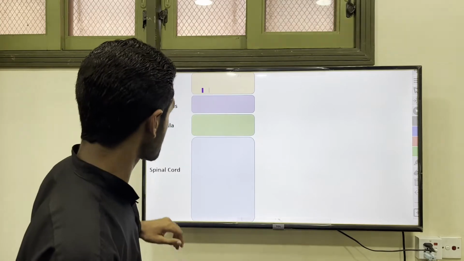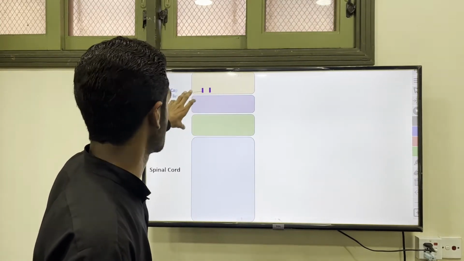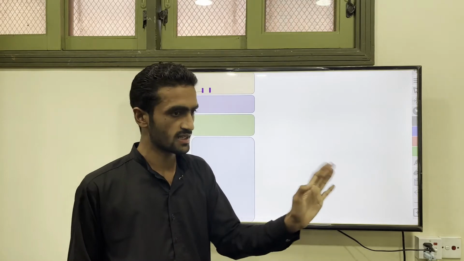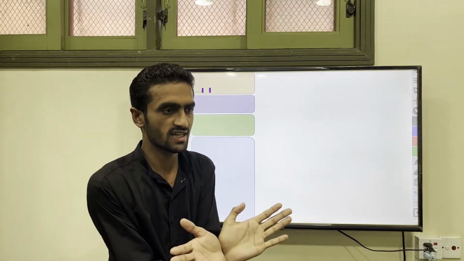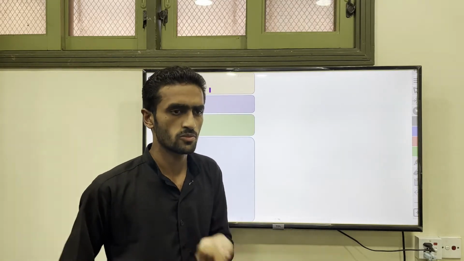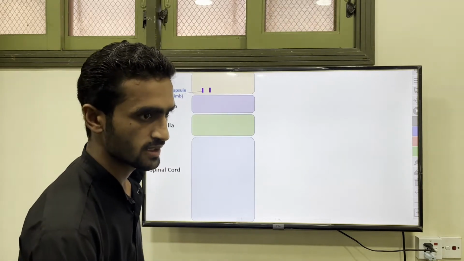So let's start. These are actually your internal capsule. Here there are 2 limbs, one is the anterior, one is the posterior. For example, here this is anterior, this is posterior. They are joined like this, and this junction we name the genu. Just remember the posterior limb is mostly concerned with sensory. So these pathways cross this posterior limb of the internal capsule.